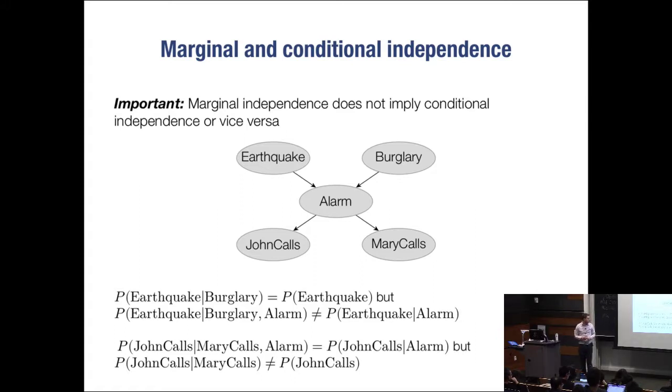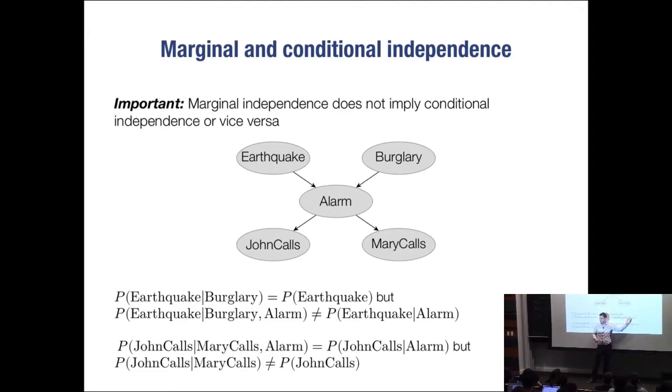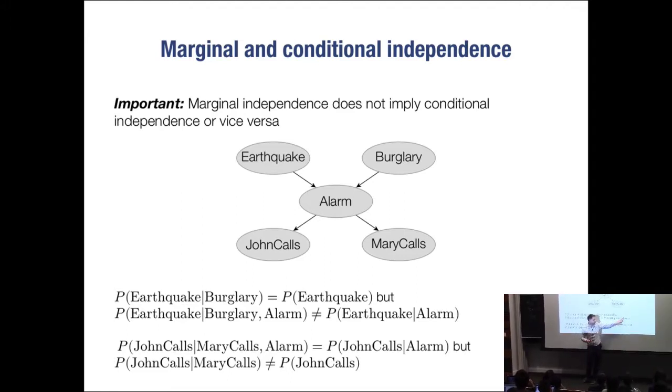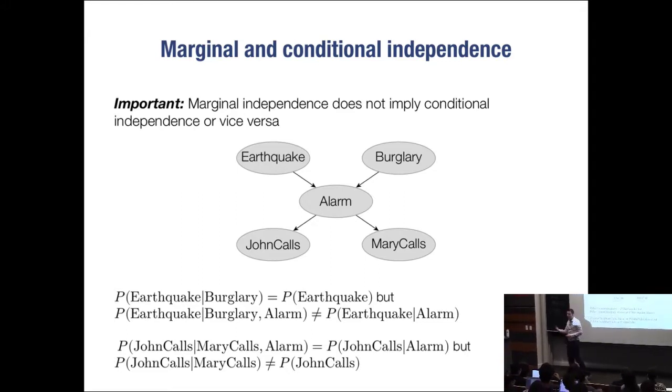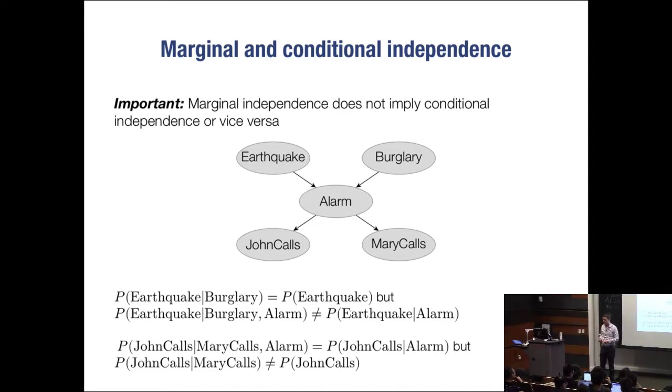So here's the scenario. Say that your alarm is going off. This should raise the probability of there being an earthquake. So I could ask, earthquake equals 1, given alarm equals 1. I'm just talking about all the probabilities here. If the alarm goes off, there's a higher chance of there being an earthquake.